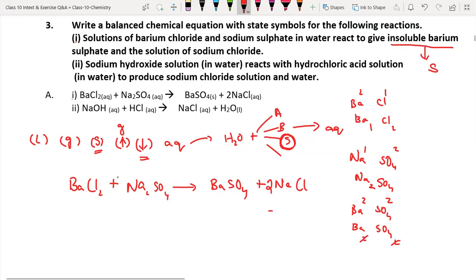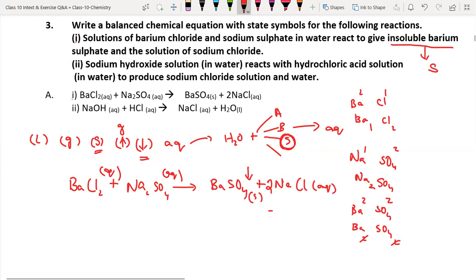Now what you have to do? We have to keep states. So BaCl2 is aqueous, Na2SO4 is aqueous, barium sulfate which is insoluble, you can keep either this one or you can go with solid. Sodium chloride, which is a transparent solution which will be floating, so it is aqueous. Done.